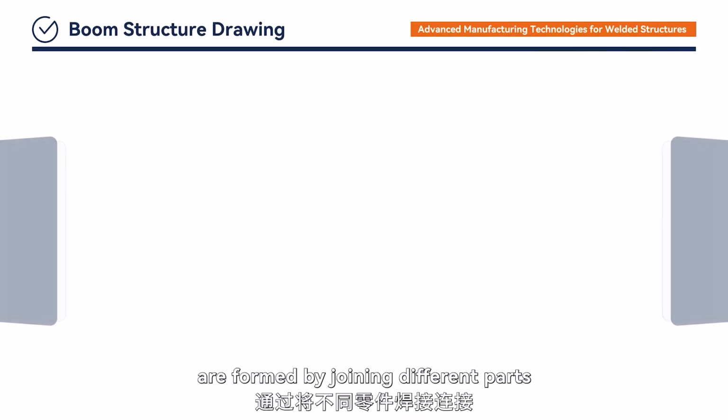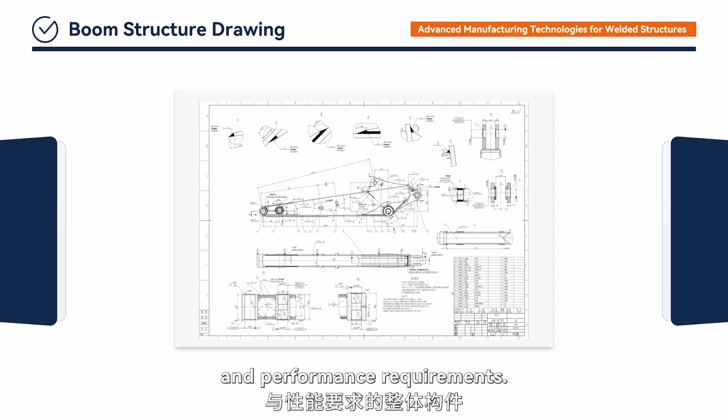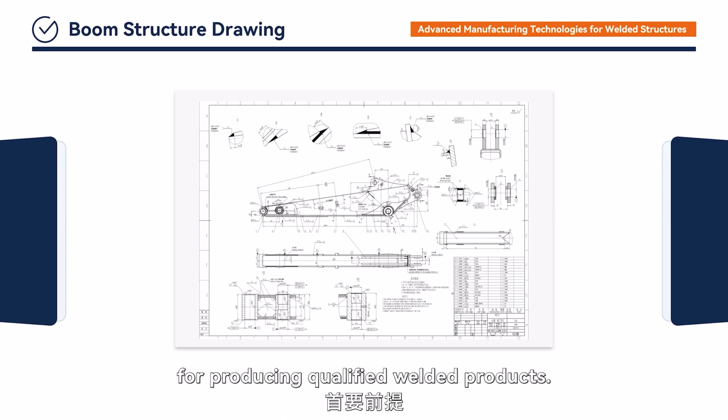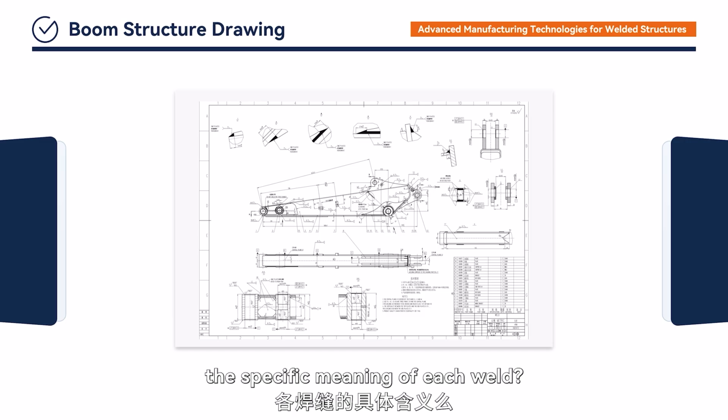Welded structures are formed by joining different parts through welding to meet specific functional and performance requirements. Accurately understanding the weld symbols in structural drawings is the primary prerequisite for producing qualified welded products. For example, how many welds are there in the boom structure drawing? Can you explain the specific meaning of each weld?